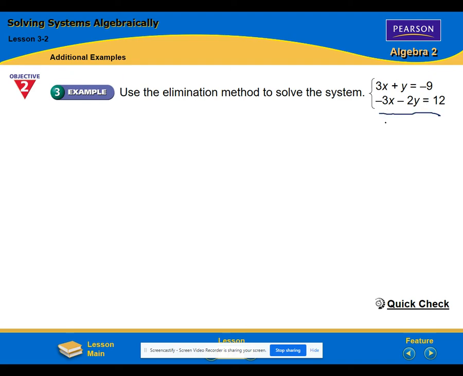And 3x plus negative 3x would be 0. This has to happen. You have to have a variable get eliminated. This is why it's called elimination. When I add down here, y plus negative 2y would be negative y. Negative 9 plus 12 would be negative 3.